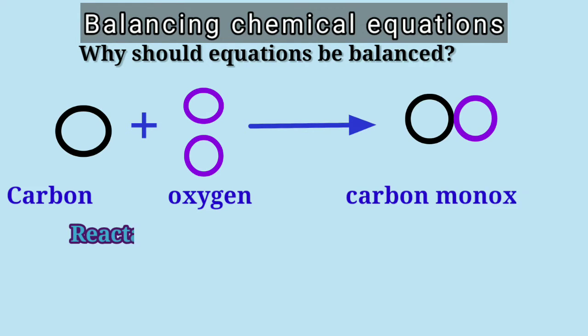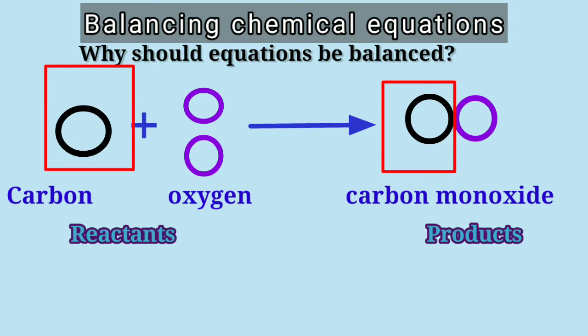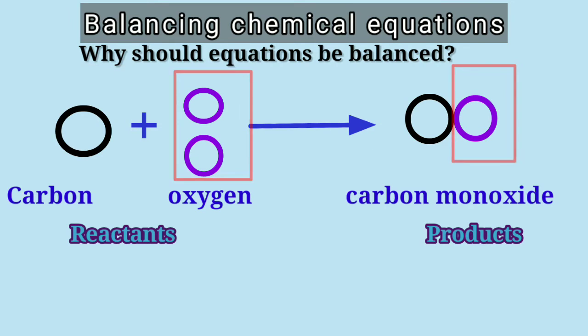On the reactant side, that is on the left side, we have one carbon atom and two oxygen atoms, and on the right side, that is the product side, we have one carbon and one oxygen. So we see one carbon on both sides, but oxygen is 2 on the reactant side and the product side has only one oxygen. That means one oxygen was destroyed during the chemical reaction, which is not possible because according to the law of conservation of mass, matter can neither be created nor destroyed.